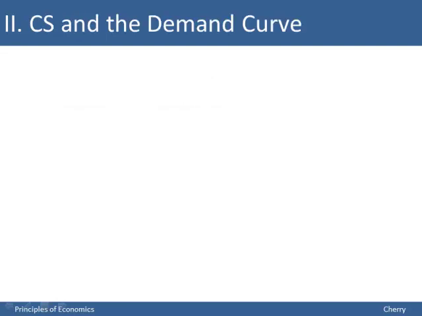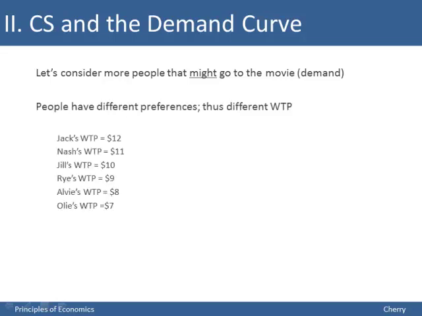So let's look at consumer surplus and how it relates to the demand curve, because that's going to be important in how we use consumer surplus. So let's consider that there's more than two people that want to go to the movie. But these people are going to have different preferences and different levels of enjoyment they get from the movie. So they're going to have different willingness to pay. So let's suppose that we have these 6 individuals.